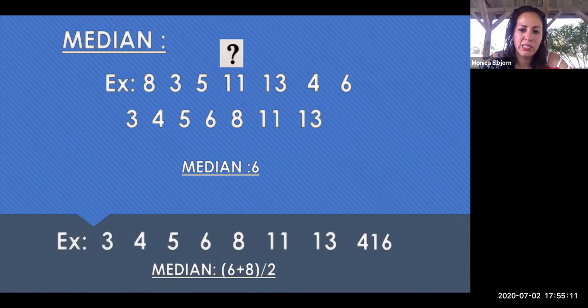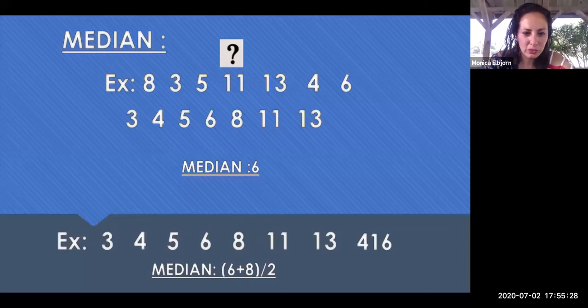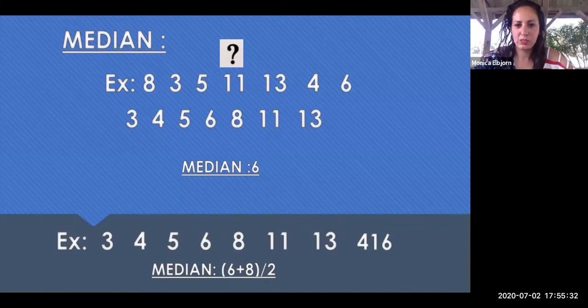What about if I add another number that is 412 or 416? Will the median change if I add one more number? Yes, very good, Lucy. 1, 2, Ramaya says 8, 1, 2, 3, 4, 1, 2, 3, 7. Okay, I got different answers.